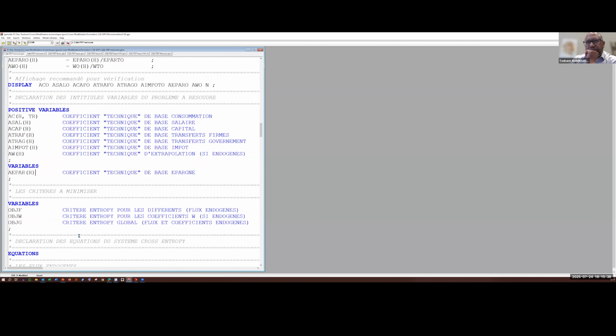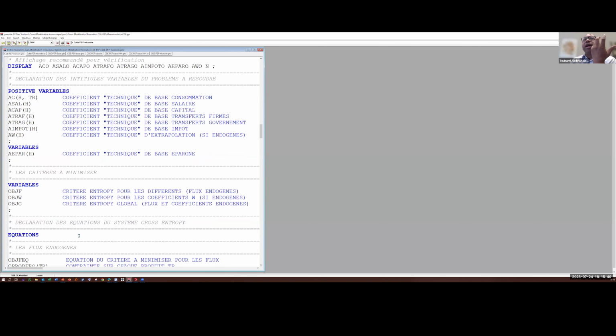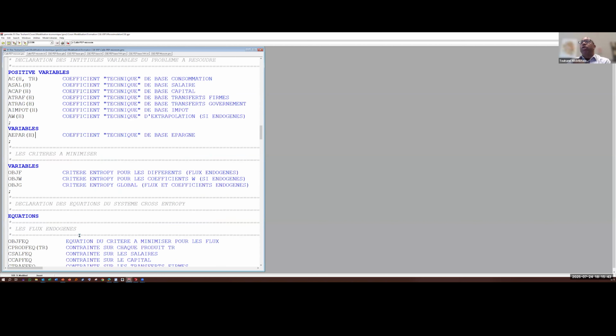Now, the cross-entropy criteria we have to minimize, we have three possibilities. And I think with Asma, we have three possibilities. We have to change only the flow, only the weight, or change weight and flow. The model can be big, but it gives me more space, more degrees of freedom to calibrate my situation.